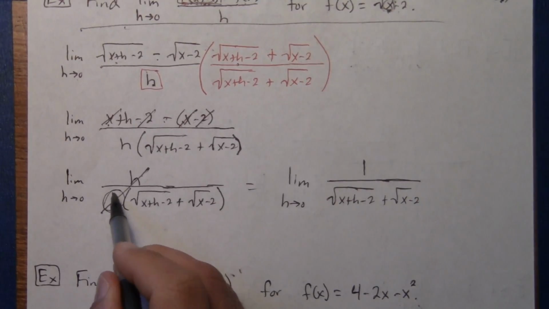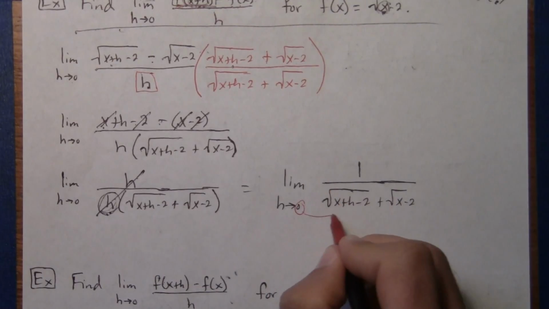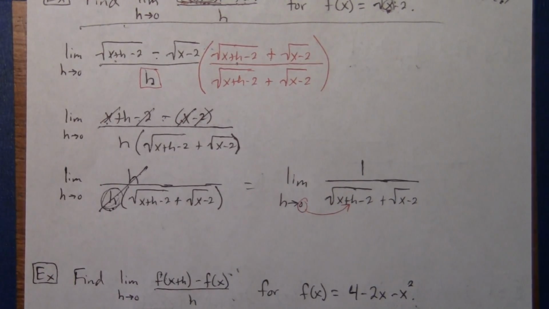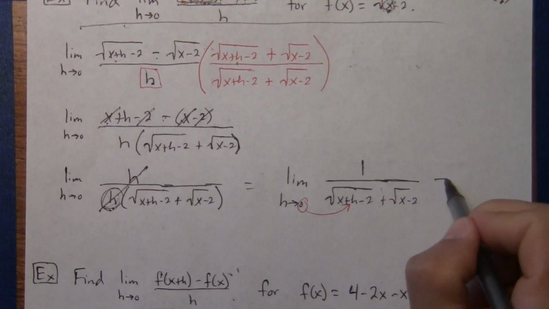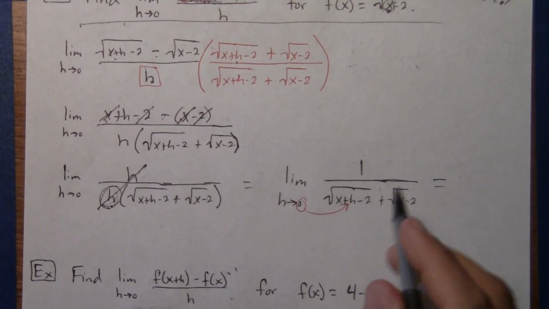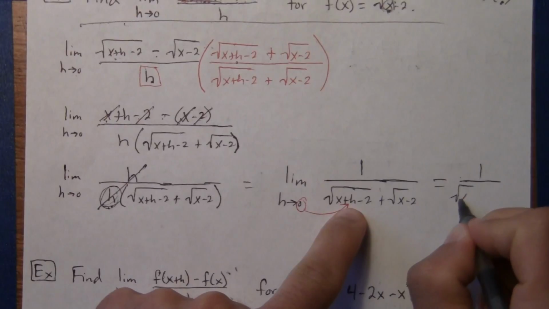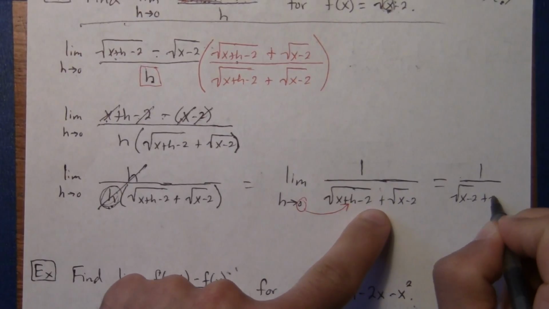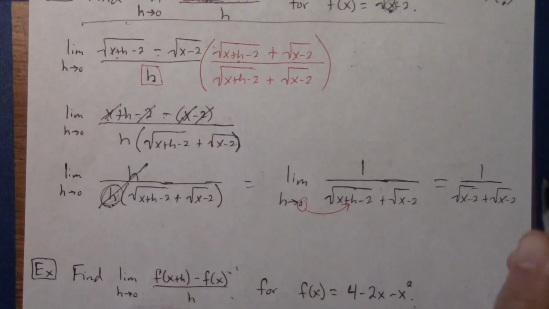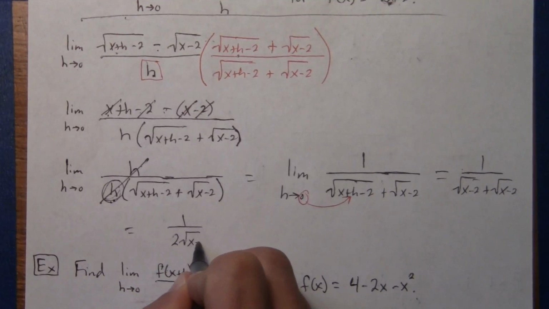And now, like I said, this h is gone. Now, however many h's are left, I should be able to plug 0 in, and I shouldn't have an undefined problem. So, if I plug 0 in, notice that I'm not going to write the limit as h approaches 0 now because I'm physically plugging 0 in. I'm going to end up with 1 divided by, if that's a 0, this is just going to give me the square root of x minus 2 plus the square root of x minus 2, or that's going to give me 2 square roots of x minus 2.